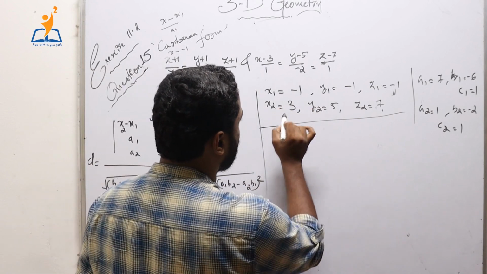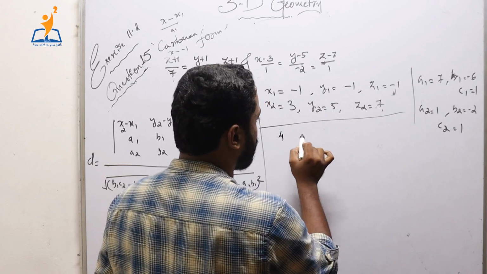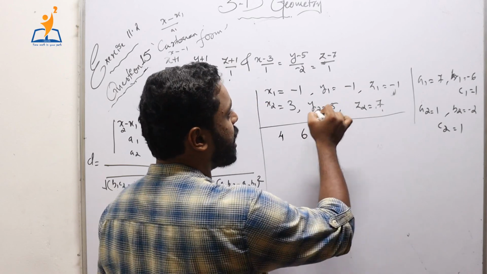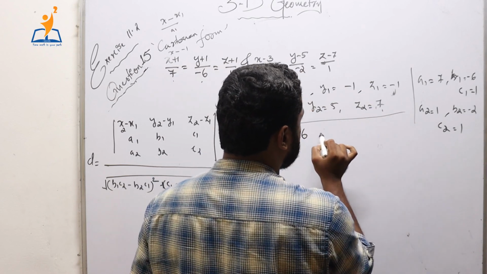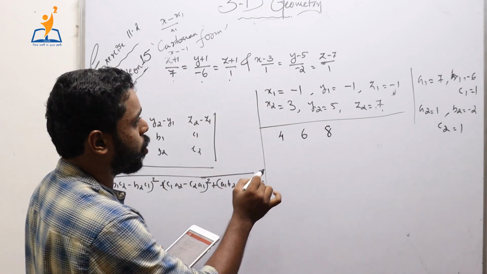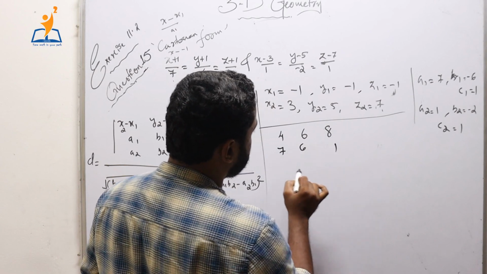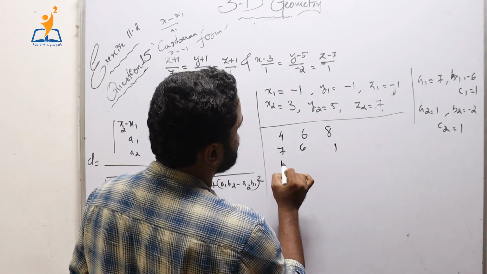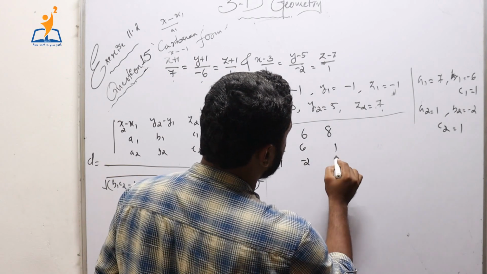x2 minus x1 is equal to 3 minus minus 1, which is 4. y2 minus y1, 5 minus minus 1, is equal to 6. z2 minus z1, 7 minus minus 1, is equal to 8. So we get the first row. Second row, a1, b1, c1, which is 7, minus 6, 1. Third row, a2, b2, c2, which is 1, minus 2, 1.